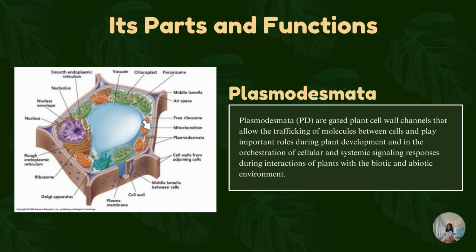Another part of plant cell is plasmodesmata. Plasmodesmata or PD are gated plant cell wall channels that allow the trafficking of molecules between cells and play important roles during plant development and in the orchestration of cellular and systemic signaling responses during interactions of plants with the biotic and abiotic environment.